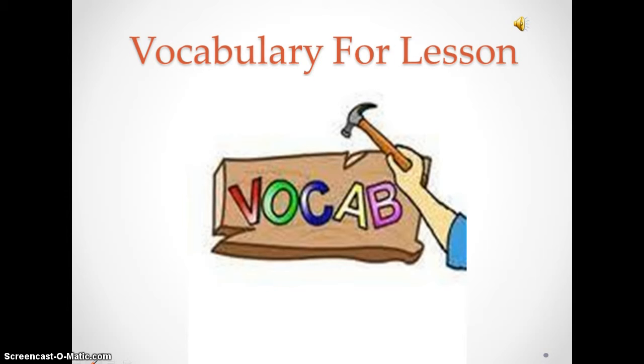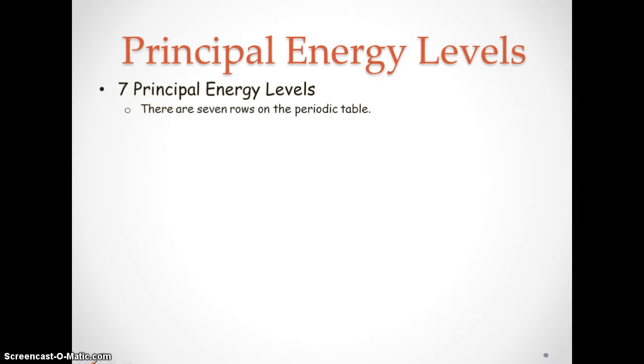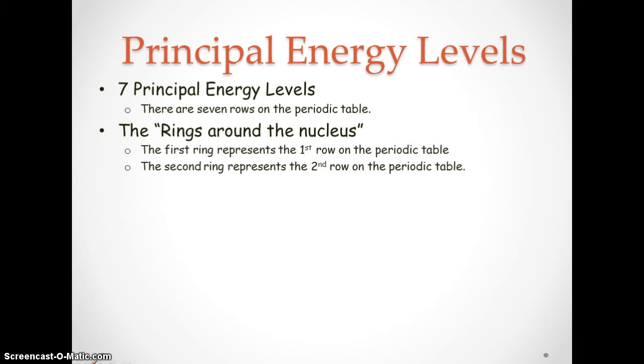Vocabulary. Principal energy levels. There are 7 principal energy levels, and coincidentally, there are 7 rows on the periodic table. So just think of principal energy levels as the rings around the nucleus. The first ring represents the first row on the periodic table. The second ring represents the second row, so on and so forth.